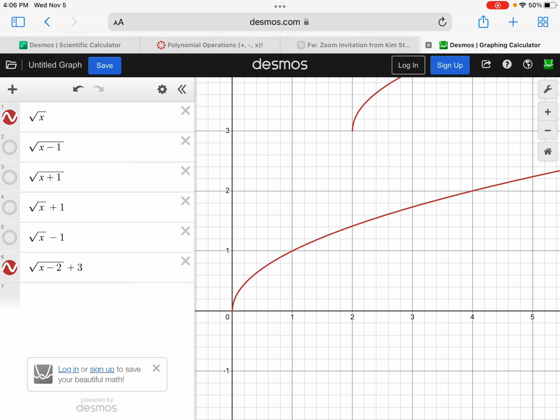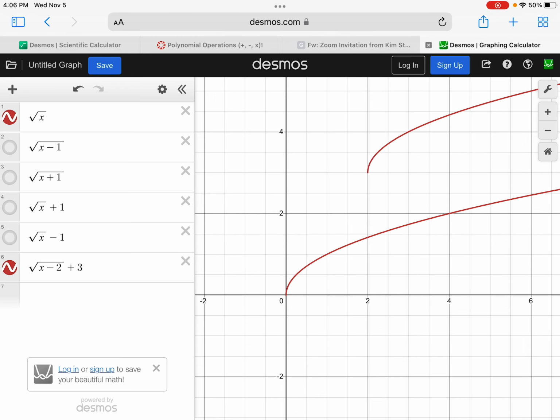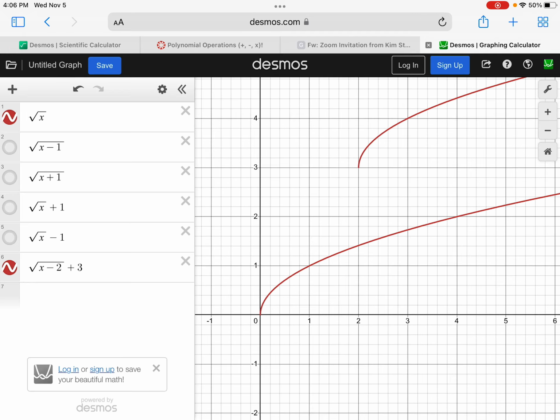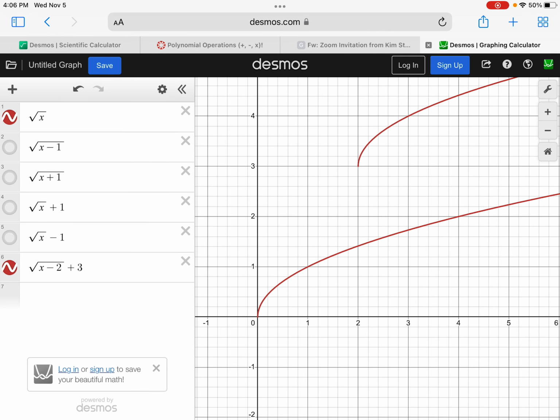there we go. Is that what you predicted? Good. It moved it, let me shrink this down. It moved it to the right by 2 units, and it moved it up by 3. Okay, let's do another one.